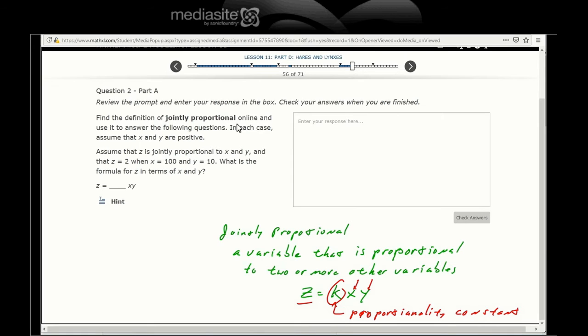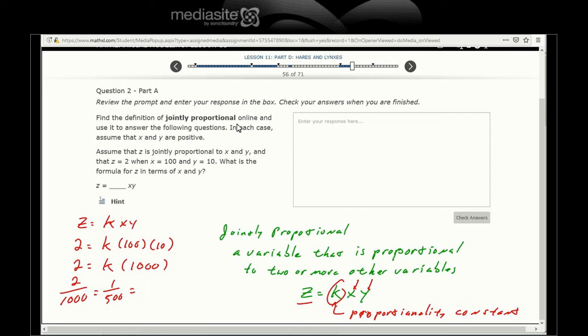Okay, so again we have z equals k x y. Given z equals 2 when x is 100 and y is 10, so 2 is k times 100 times 10. Divide both sides by 1,000, which is 1 over 500.